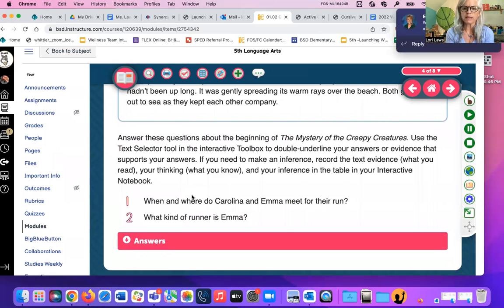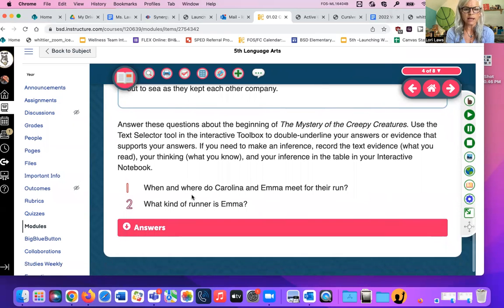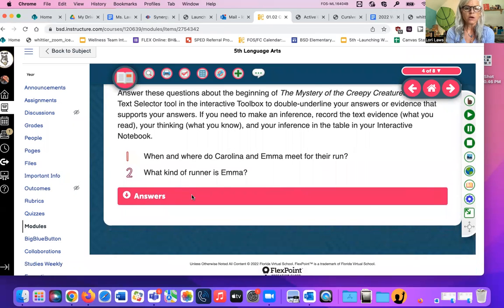Answer these questions about the beginning of the mystery of the creepy creature. Use the text selector tool in the interactive toolbox to double underline your answers or evidence that supports your answers. If you need to make an inference, record the text evidence, what you read, your thinking, and your inference in the table in your interactive notebook. When and where do Carolina and Emma meet for their run?